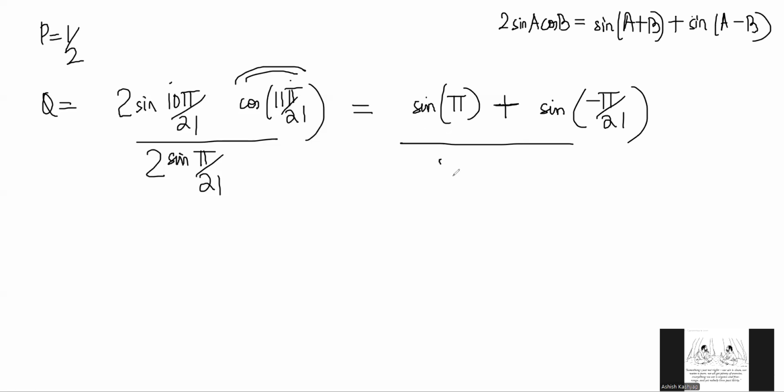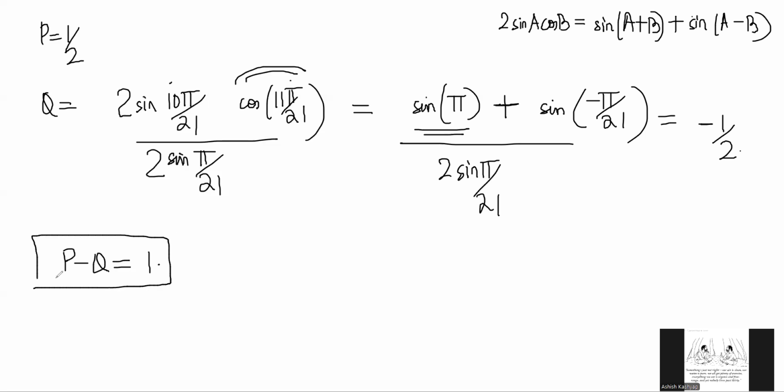तो यहाँ पे नीचे में 2 sin पाई बाय 21 था और ऊपर में ये जीरो हो गया. दिस इज माइनस साइन पाई बाय 21 बाय 2 sin पाई बाय 21, सो माइनस हाफ, राइट? यस सर. 1 आ गया. So P minus Q value is going to be 1. So if you are able to use your summation formula, then it is pretty obvious, this one, right? यस सर. Okay.